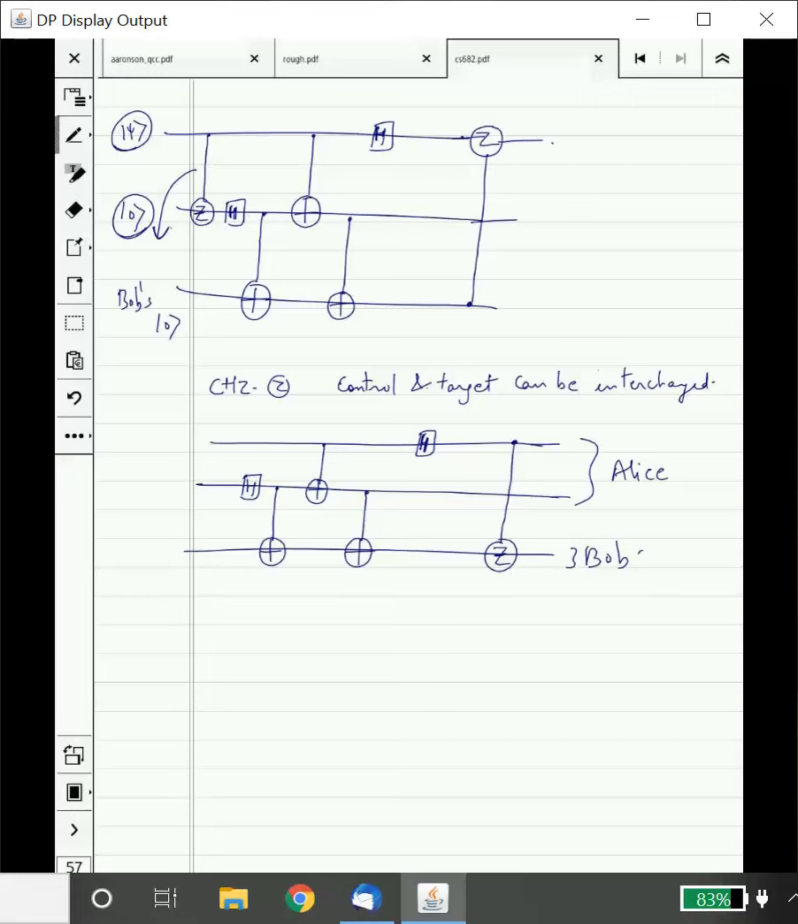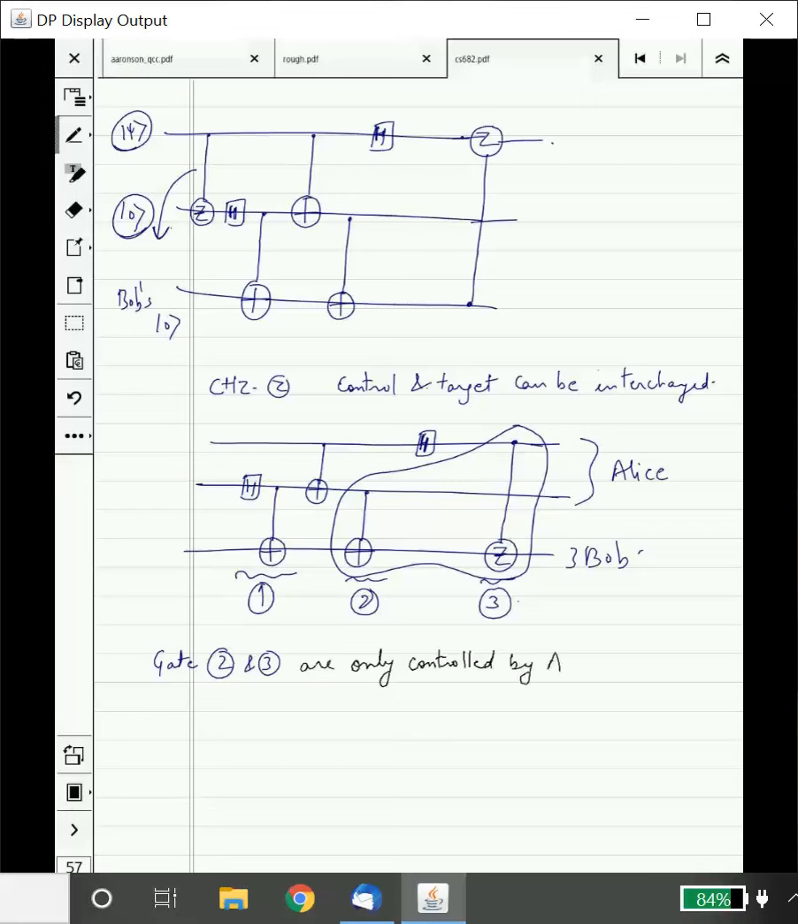There are actually, in this case, this gate here, this gate here, and this gate here. There are three gates which are getting applied between Alice and Bob, and we have to take care of them. We will notice that these two are simply controlled using Alice. Gates 2 and 3 are only controlled by Alice. No action is happening on Alice's qubit.